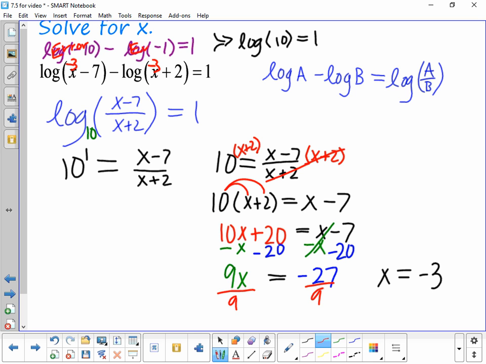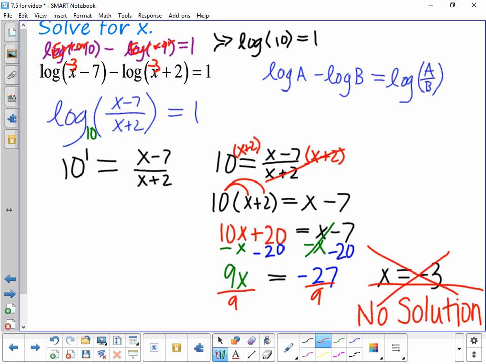This gives me an error. And so this is an extraneous solution. So this equation does not have a solution. No solution. That's a lot of work, I know, to get no solution, but it is what it is.